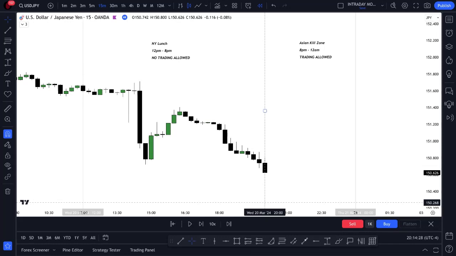As we know, we don't trade within this time period. This is the New York lunch or the dead zone, 12 p.m. to 8 p.m. No trading is allowed. However, we are looking to trade between 8 p.m. to midnight, New York Eastern Standard Time, Asian Kill Zone. Trading is allowed. So this is a live session, and this is a dead session. We're looking to find an intraday trade or a scalp opportunity during the Asian Kill Zone. So let's find how we look for those setups.